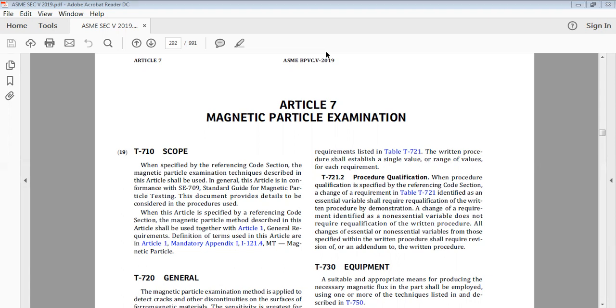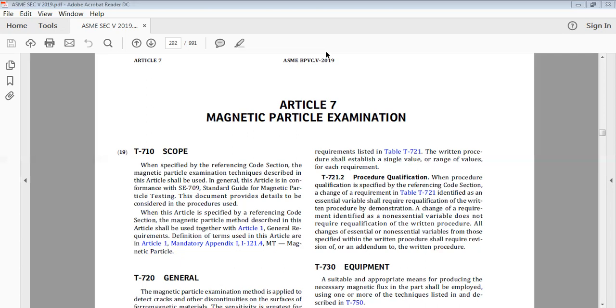So the sensitivity will be less, but sometimes if you have doubt about an indication, then we use the residual method to verify our judgment. Okay, so we also saw the wet method and dry method. In the wet method, which one is more sensitive? Wet method, because if you are using AC current, then it's good for surface discontinuities. If you are using HWDC current, then it's good for surface and near surface discontinuities.